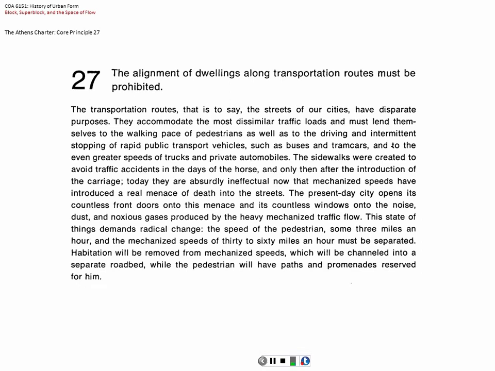Now, notice, that's the critical statement. Separate the pedestrian from the automobile. Sidewalks are ineffective. In other words, common sense. Forget common sense. It's not enough. What we shall do is we shall separate the street from the pedestrian. So the only purpose of the street then is what? Take the human beings off of it, walking, what's it left for? Automobiles, trucks, trams, buses. So habitation will be removed from mechanized speeds, which shall be channeled into a separate roadbed, while the pedestrian will have paths and promenades reserved for him or her.